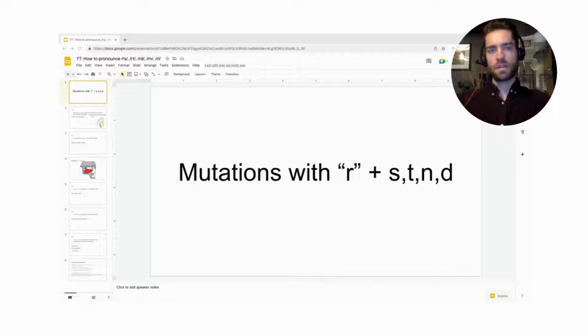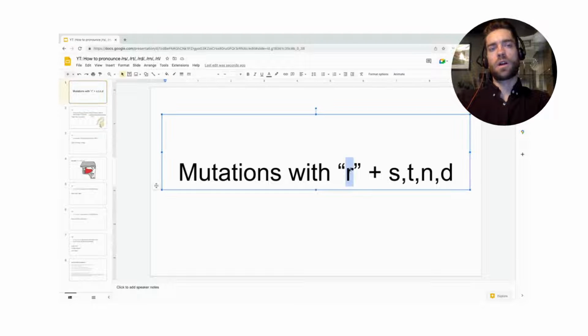So what we're talking about is actually mutations with R, because whenever R occurs together with one of these letters, we get an entirely new sound, an entirely new phoneme. And it's whenever these come after the R, okay?